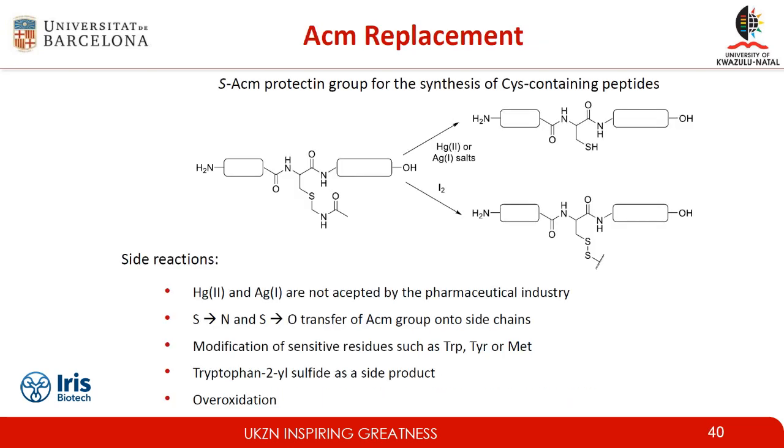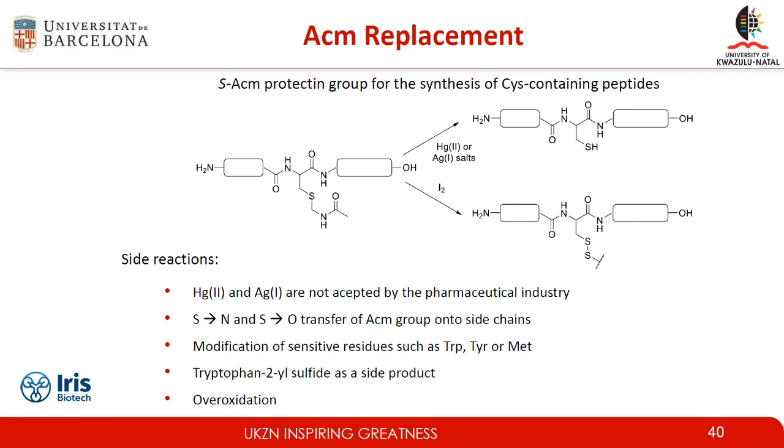And Marcus was talking about ACM. ACM, the acetamidomethyl, is a good protecting group. To remove it and give the free thiol, we need mercury and silver salts. This is not possible at the present moment. And to make the deprotection and oxidation at the same time, we are using iodine, or also NCS. This means the ACM has some side products. Mark was talking about some S to N rearrangement.